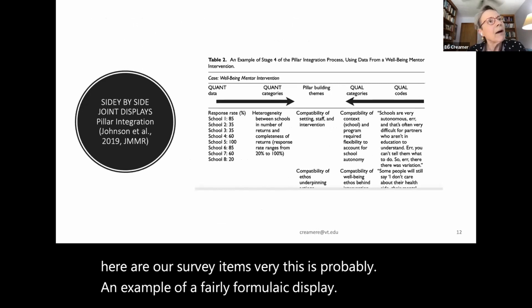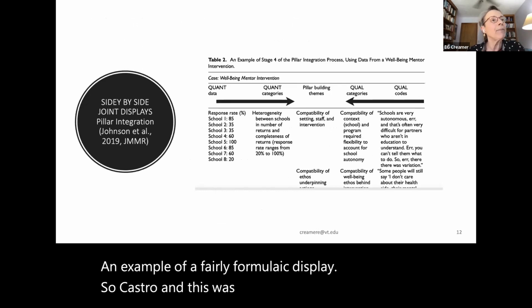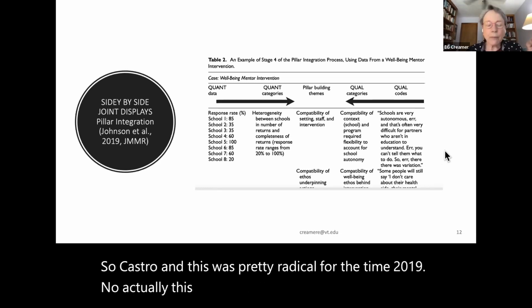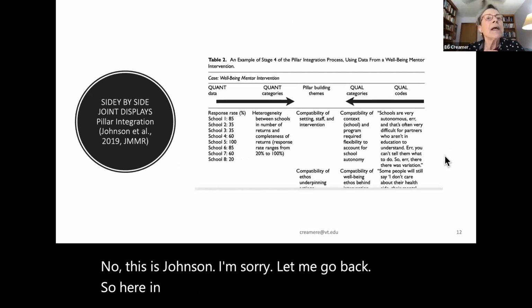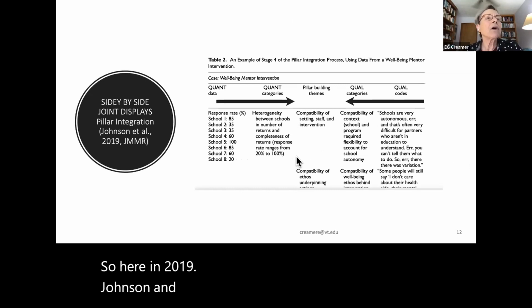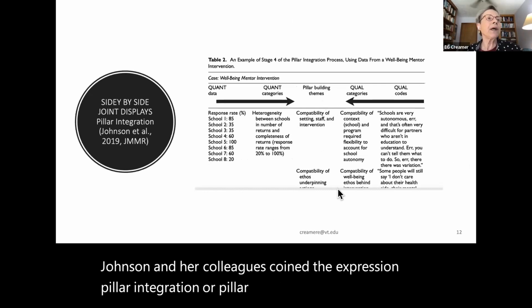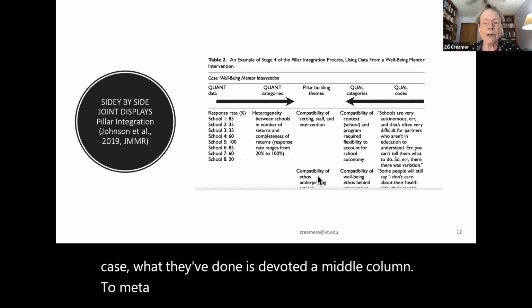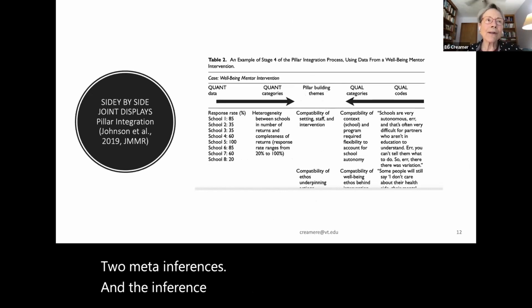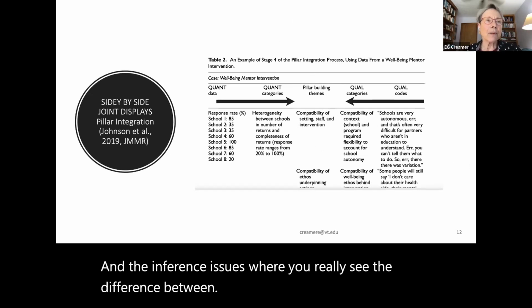So Castro, and this was pretty radical for the time, 2019. No, actually, this is Johnson. I'm sorry, let me go back. So here in 2019, Johnson and her colleagues coined the expression pillar integration or pillar building themes. And in this case, what they've done is devoted a middle column to meta inferences. And the inference issue is where you really see the difference between basic and joint displays.